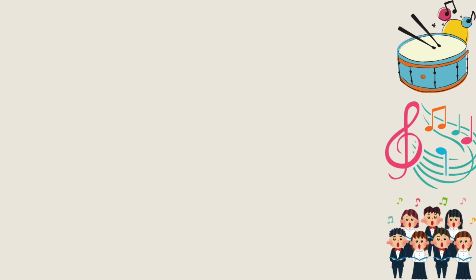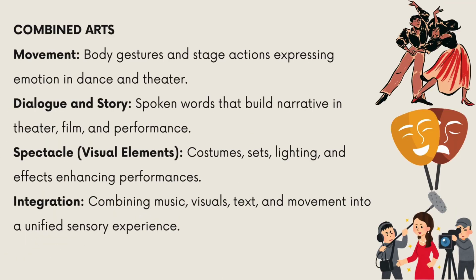So that's all for the elements in auditory arts. Now let's proceed to the elements of combined arts. Combined arts is a mix of sounds with other things like movement, visuals, and drama to give us a full experience. One example of combined arts is theater or performance arts, no? So one sings, one dances, one cries. So that's an example of combined arts.